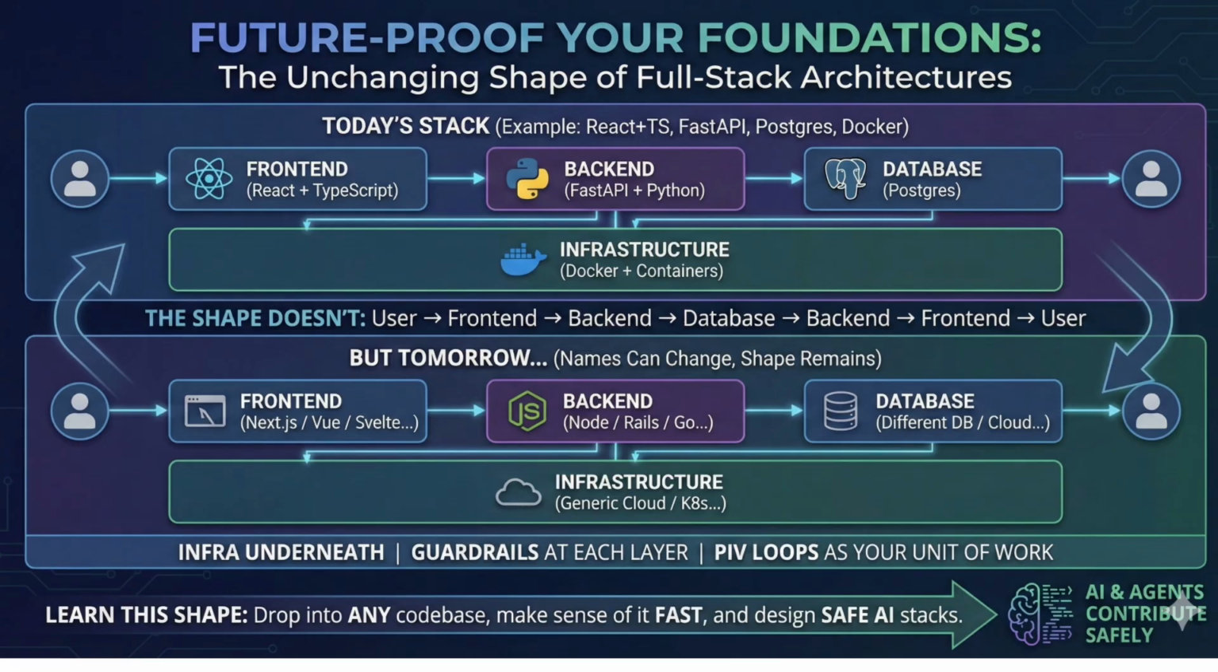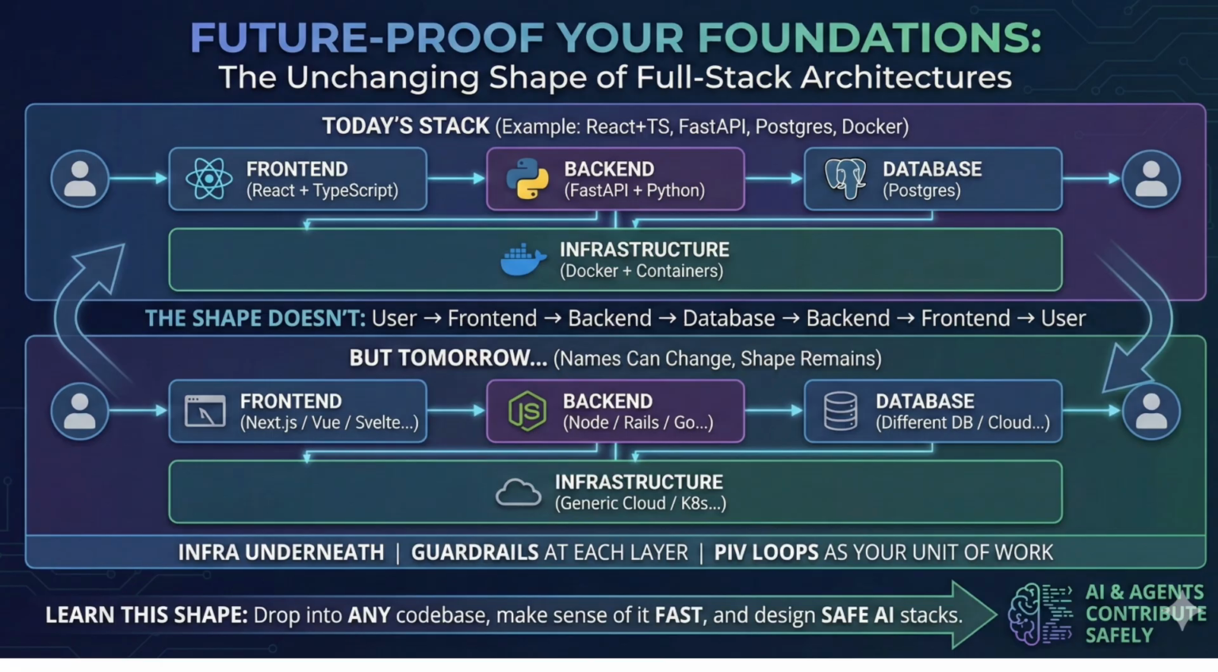Today, your Foundations repo uses React plus TypeScript on the front end, FastAPI and Python on the back end, Postgres as the database, and Docker for infrastructure. But tomorrow, you might be working in Next.js, Vue, Svelte, or something else on the front end, Node, Rails, Django, Go, or another backend, a different database or cloud provider. The names can change, the shape doesn't.